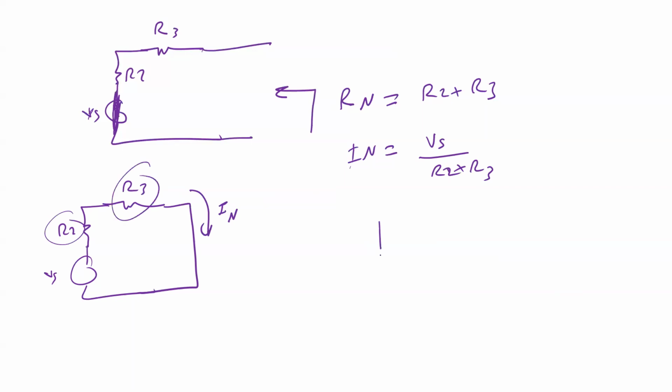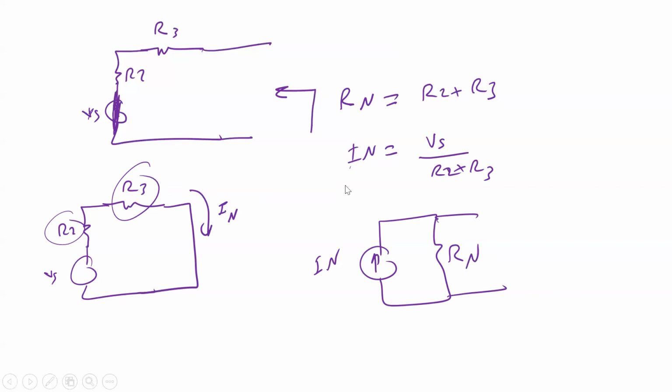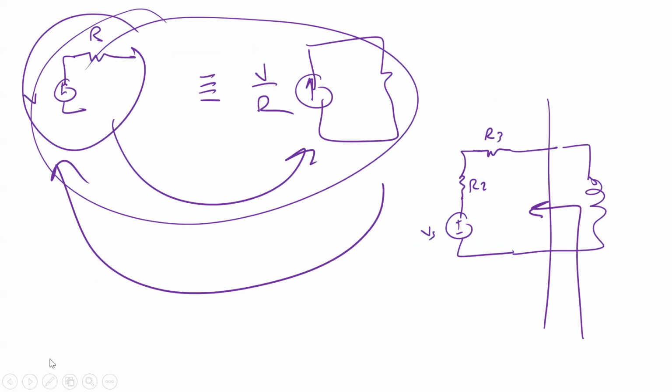That means now the circuit becomes this is IN and this is R Norton. It's exactly the same thing. Is that okay, guys? Any questions? It's exactly the same thing if you use this formula. I just want to show you this is the same thing. Now I have a resistor here, which is R2 plus R3, and then I have a voltage source here, Vs.